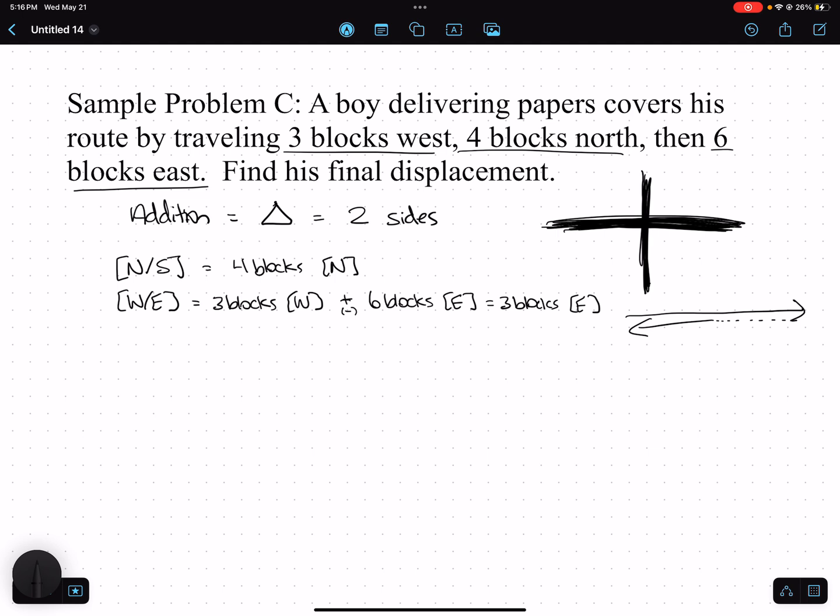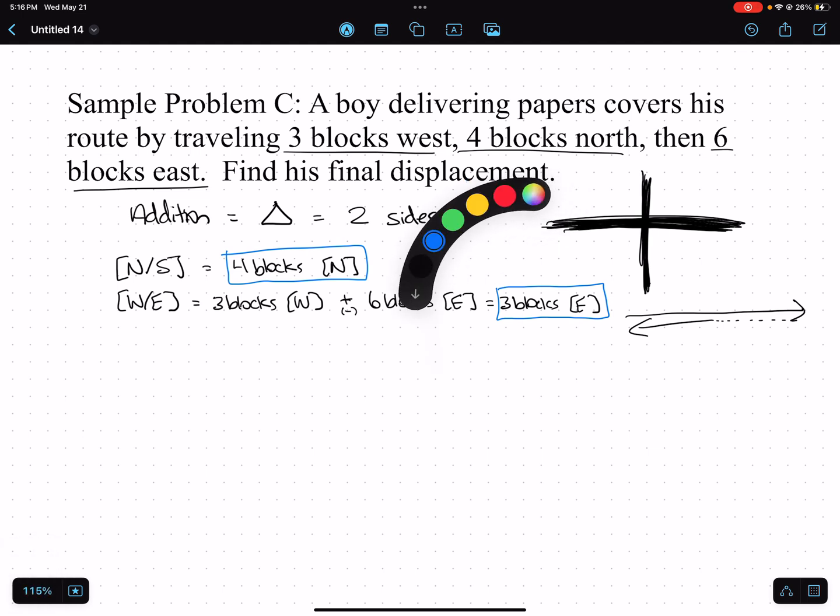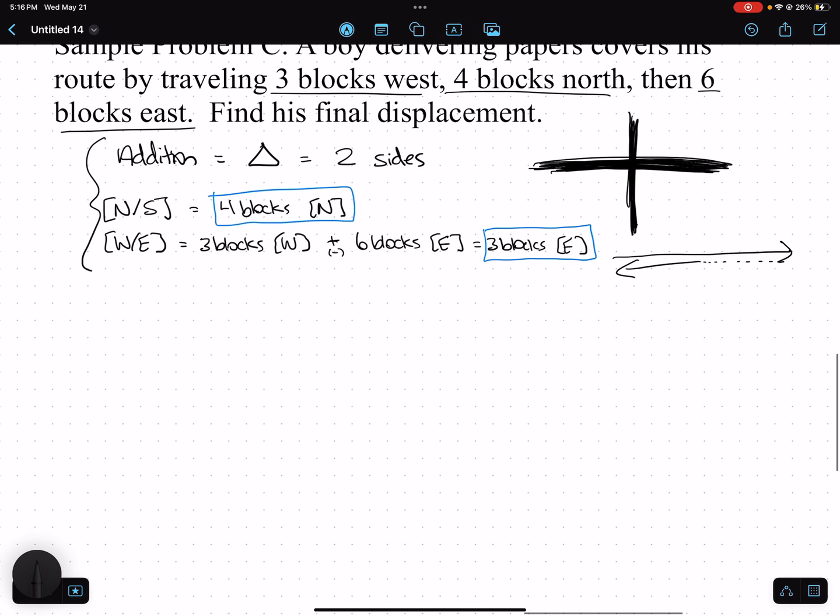Okay, so technically, if we combine them like this and do some math, we should be left with just 2 vectors that we are dealing with. We should be left with a north-south vector, which is our 4 blocks north, and we should be left with our west-east vector, which is 3 blocks east. Now that I have my 2 vectors I'm dealing with, then I can think about my scale factor. Okay, so we can see I did a whole bunch of math before we actually got to the question.